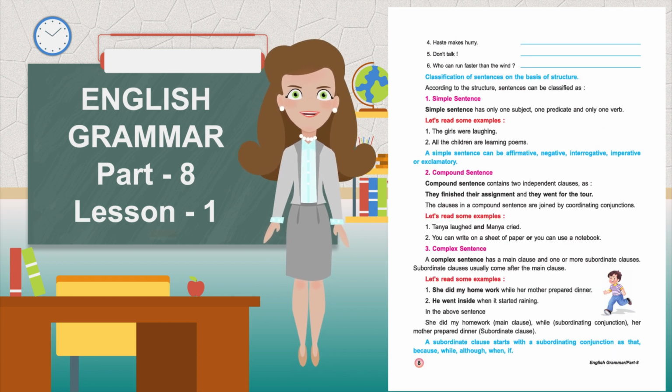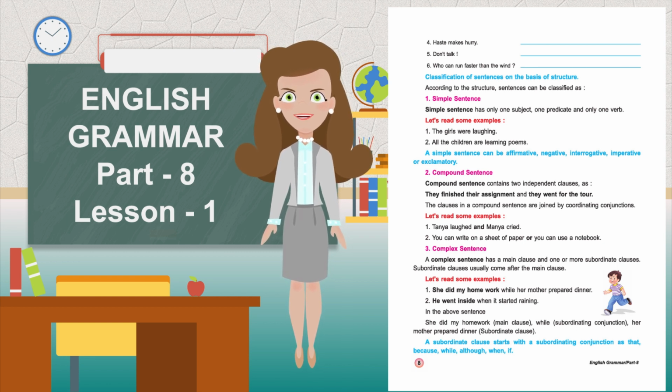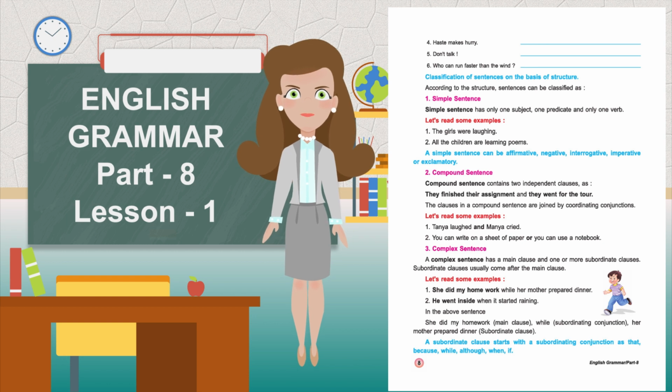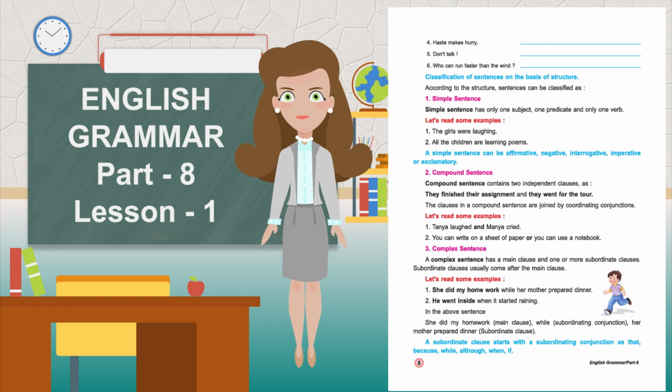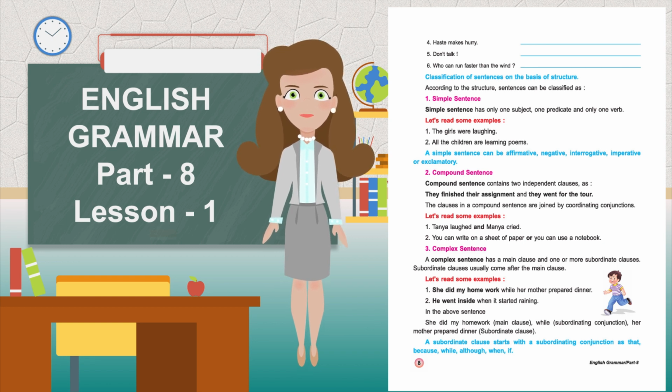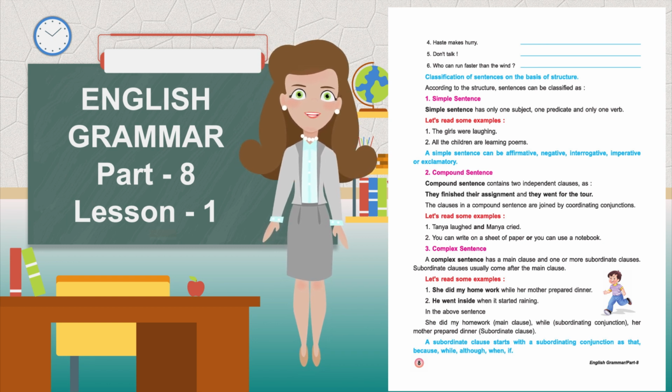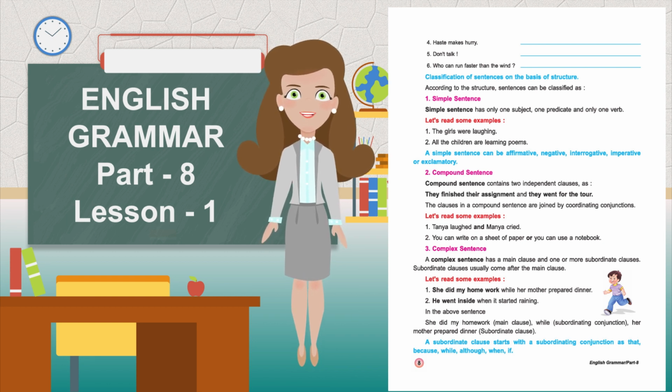Classification of sentences on the basis of structure. According to the structure, sentences can be classified as: first, simple sentence. A simple sentence has only one subject, one predicate, and only one verb. Let's read some examples. The girls were laughing. All the children are learning poems. A simple sentence can be affirmative, negative, interrogative, imperative, or exclamatory.